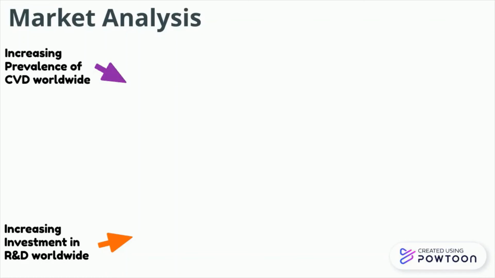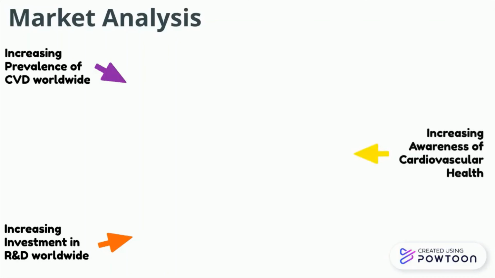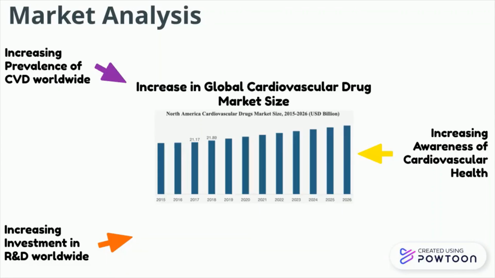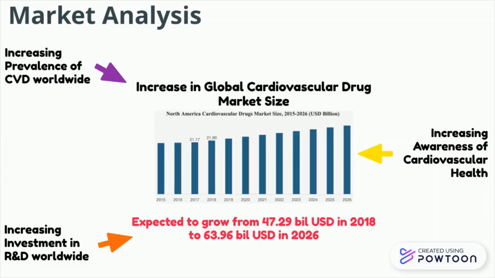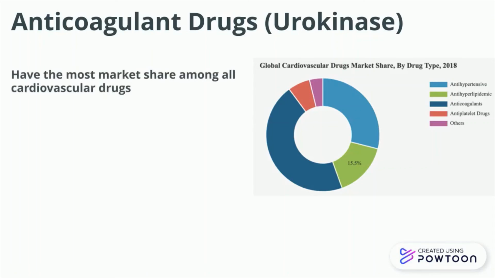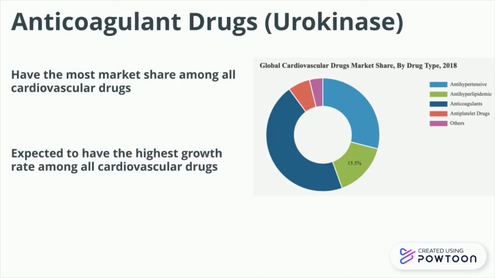Moreover, living in the era of information explosion, we become more aware of how to keep ourselves healthy. These three factors contribute to the increase in the global market size of cardiovascular drugs, and it is expected to grow to around $64 million by 2026. Among all the cardiovascular drugs, anticoagulant drugs, including urokinase, account for the largest proportion of the market share, and are predicted to have the highest market growth rate among all.